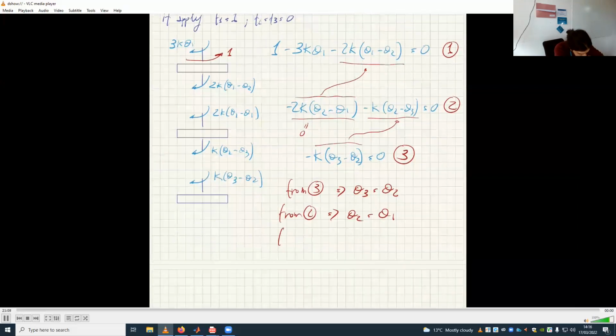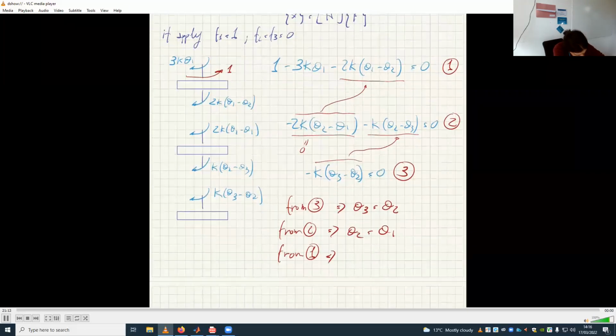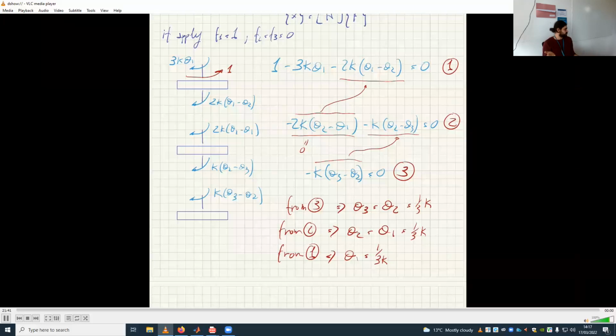And finally, from 1, I get that θ1 is 1 over 3k. And so θ2 is also 1 over 3k, and θ3 is also 1 over 3k. And there you go. This is the first column of the flexibility matrix. This is not very hard. You just have to find, again, it's 3 equations and 3 unknowns. That's what it is.